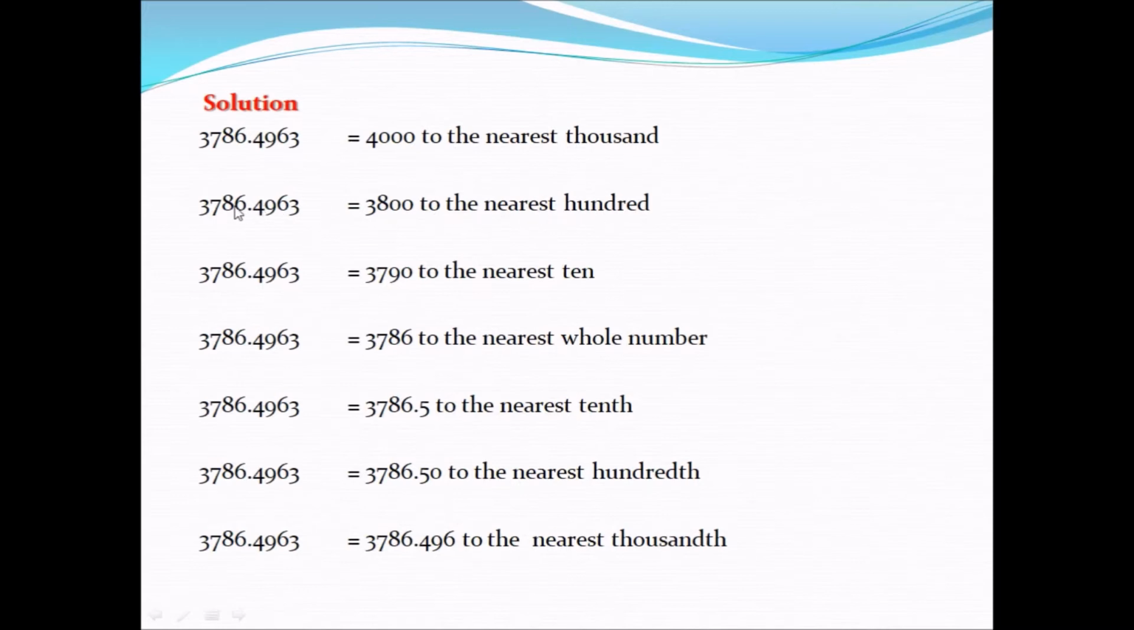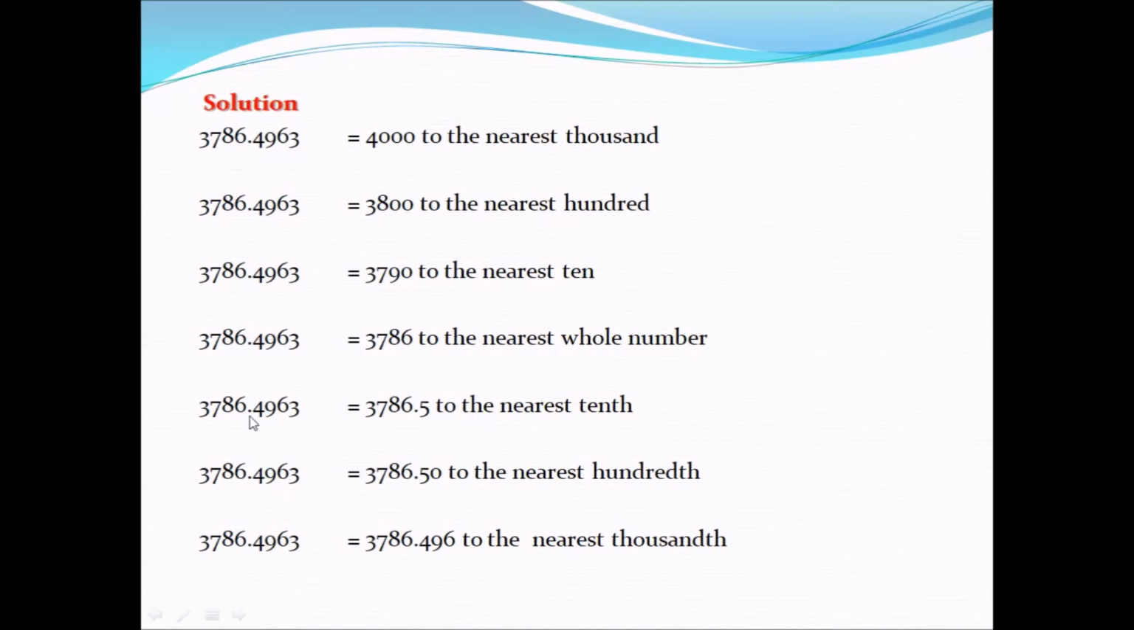Now to the nearest 100, you check. This is 7 8. The 8, is it up to 5 or is it down? It's up to 5, so we'll call it 1 and add up, we have 3800. To the nearest 10, we check only this 6. Is it up to 5? Yes, so we'll call it 3790. To the nearest whole number, we take out all the decimals, but before we take it out, we check the 4. Is it up to 5? No, so we'll take the decimals out. No need to add 1.